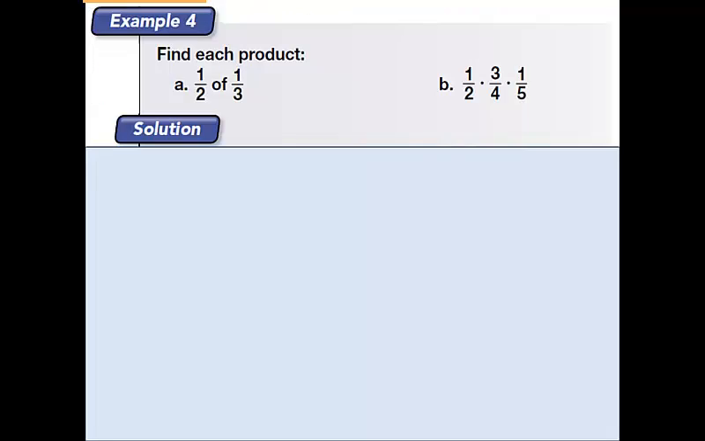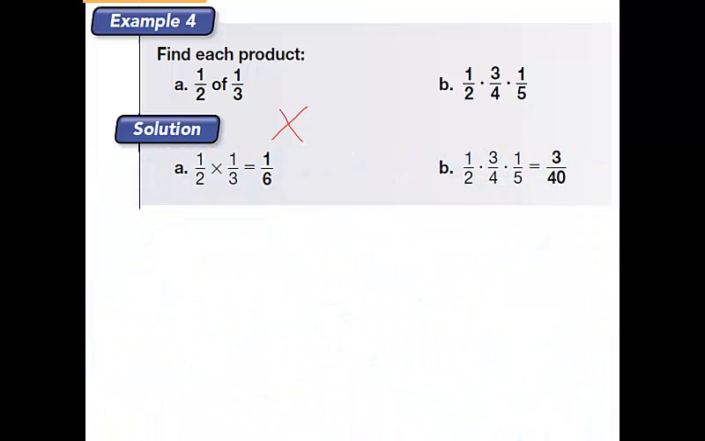So find the product of 1/2 of 1/3. Remember, "of" means times. And in B, go ahead and multiply those together. In A, you should have come up with 1/6 because we take 1 times 1 is 1, 2 times 3 is 6. When we add, we get a common denominator. When we multiply, we don't. We just multiply straight across.